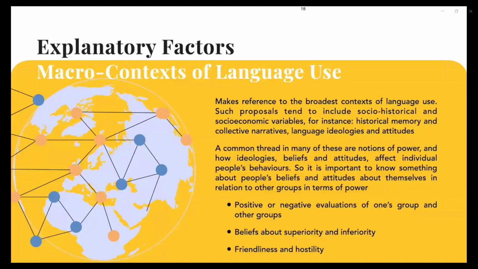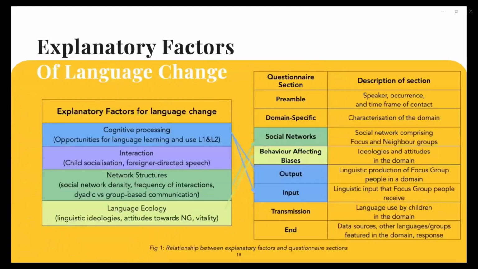A common thread in many of these macro contexts of language use type explanatory factors has been the focus of power, and how ideologies, beliefs, and attitudes in particular manifest expressions of how power is understood in a community, and that these types of things affect individual people's behaviors. So we might want to know something about beliefs and attitudes. So we do ask about these things in the questionnaire. That's all that I wanted to say here.